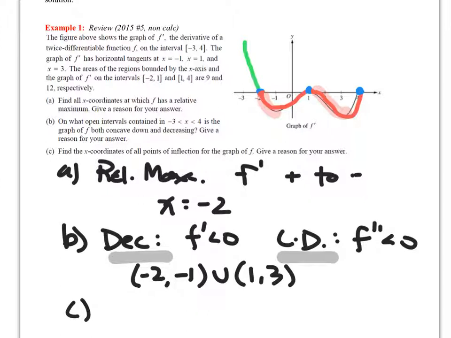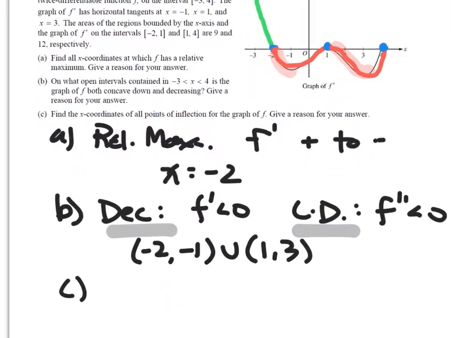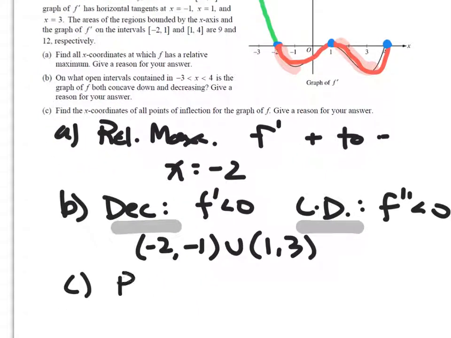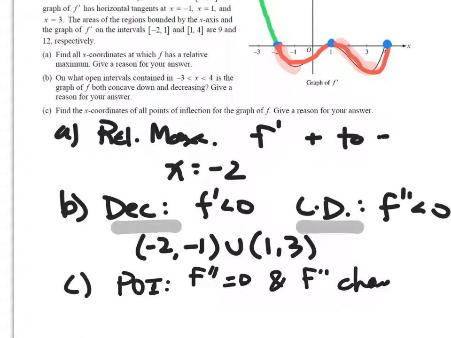Alright, for part C, find the x-coordinates of all points of inflection for the graph of f. Give your reasoning. So we will have points of inflection. Points of inflection will exist where f double prime is equal to 0 and f double prime changes sign.